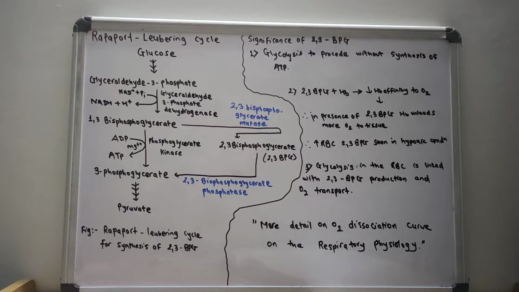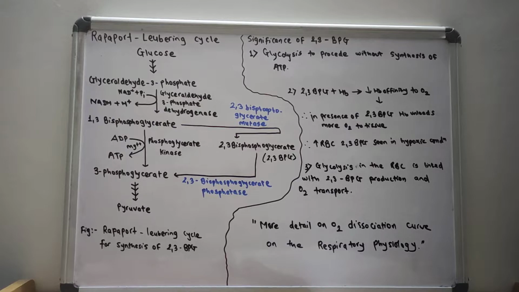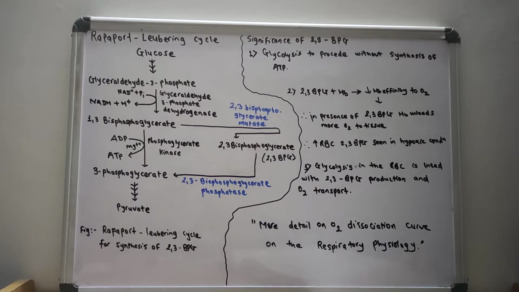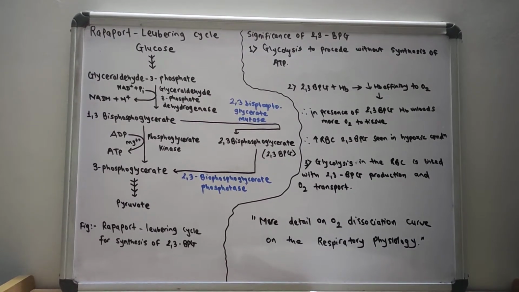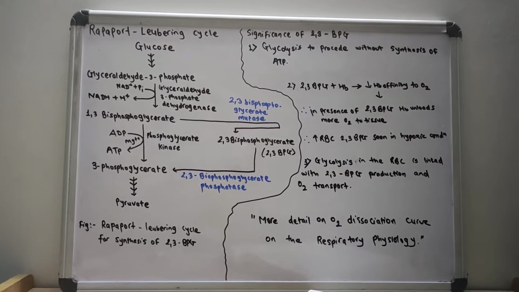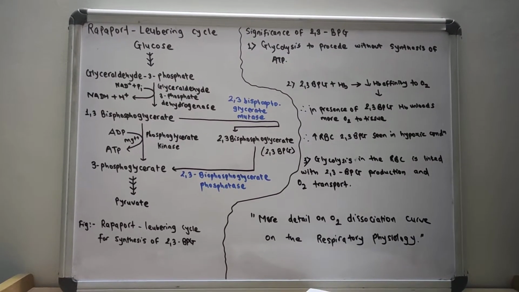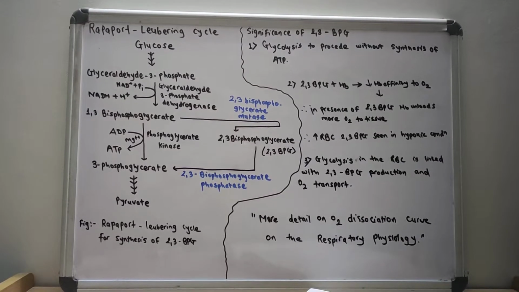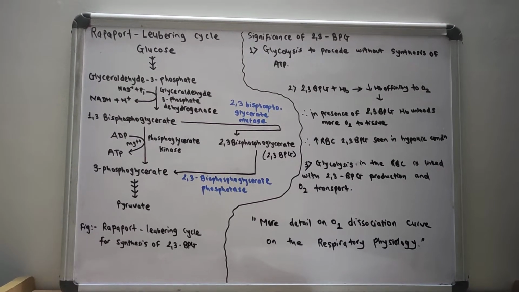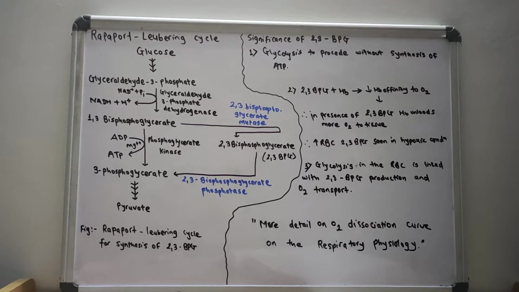Again, I am going to tell you: if you don't know the glycolysis pathway, I want you to read that glycolysis pathway and note it down before reading this Rapaport-Leubering cycle. So, talking about the Rapaport-Leubering cycle, after you have known all the steps of the glycolysis, then only proceed to this cycle.